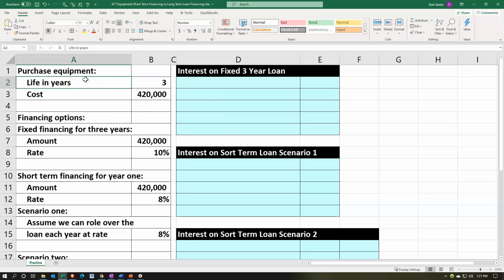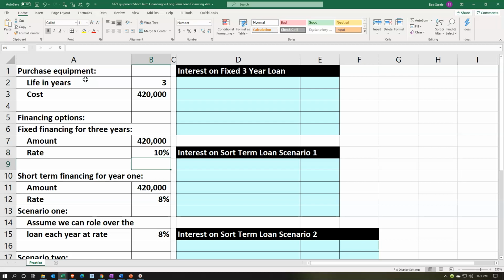So we have the purchase of equipment. The life of the equipment is going to be 3 years. The cost is going to be $420,000. Financing options. We have the fixed option where we could say, hey, we're just going to be financing the entire $420,000 that we need to purchase the equipment, and it's just going to cost us 10% each year. So we're going to have a 10% interest rate.